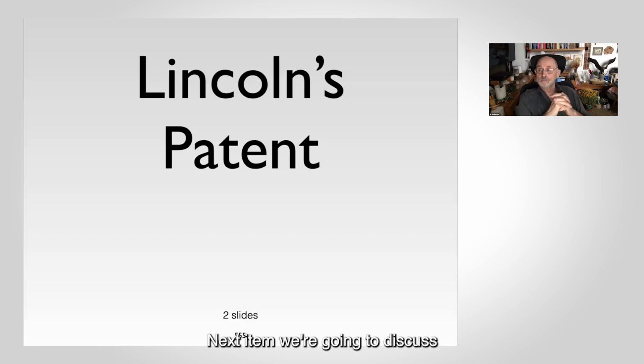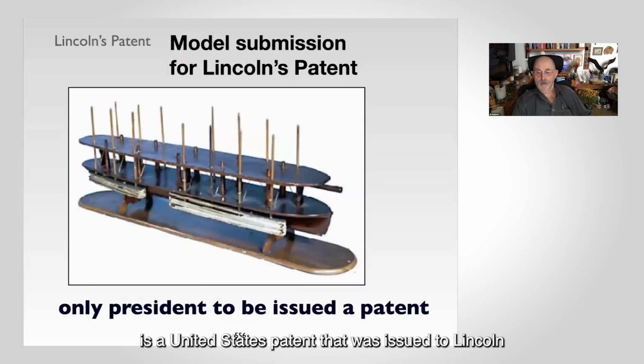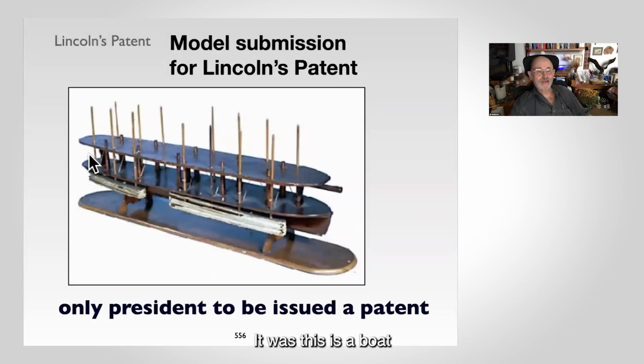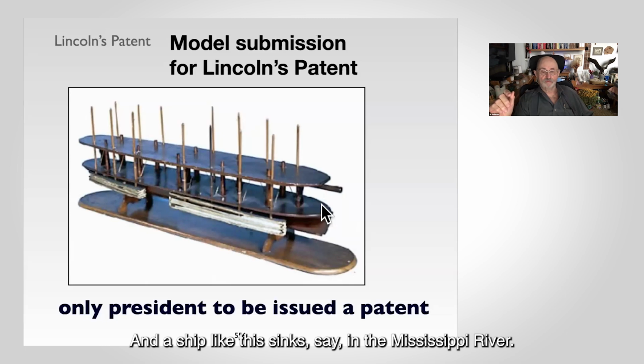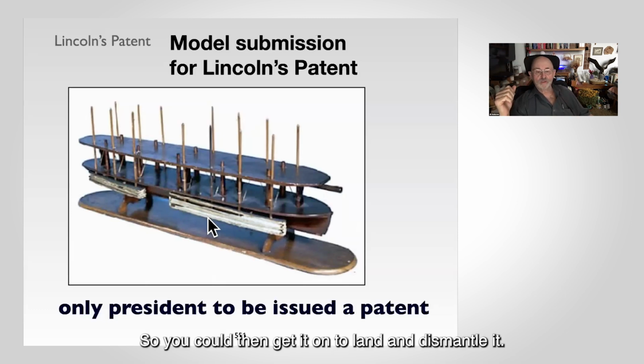Next item we're going to discuss is the United States patent that was issued to Lincoln. This is a boat. You had to submit a model when you asked for a patent. And this is Lincoln's model, and this is a ship. And the ship like this sinks, say, in the Mississippi River. How do you get it up and out of the way? Lincoln invented these canvas bags that you see attached here, and they'd be inflated with air and would refloat the ship, so you could then get it onto land and dismantle it.